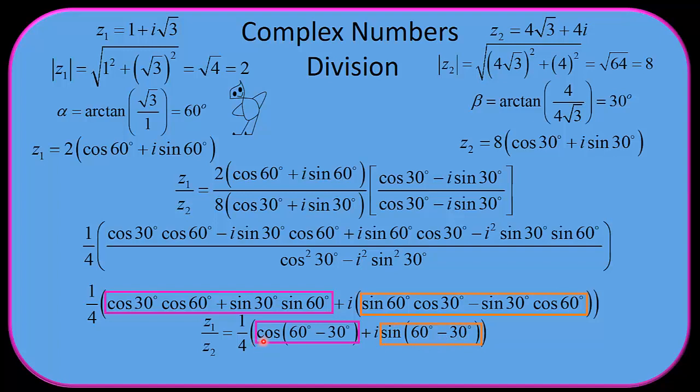So you see what we have now. We have 1/4 cosine 30 degrees plus I sine 30 degrees. And that's exactly what we got when we did the division and then converted it to trig form. So that worked out nicely, and this is a nice shortcut if you think about it.